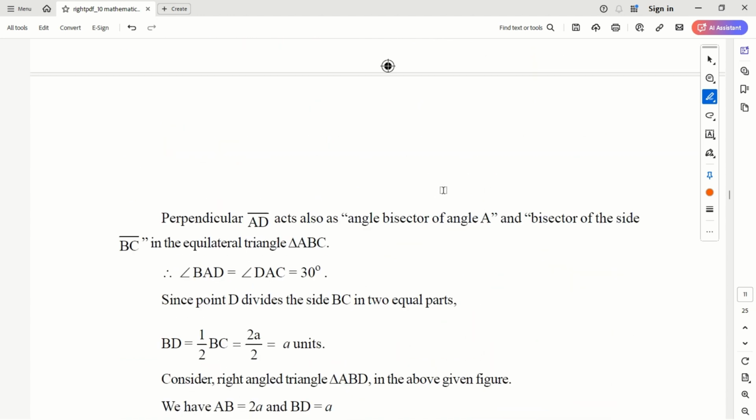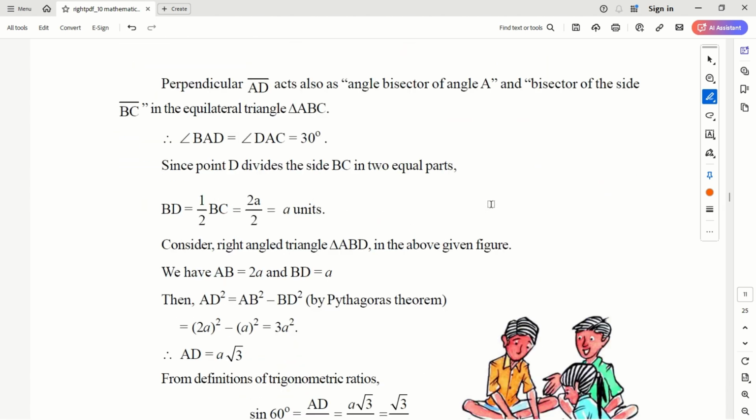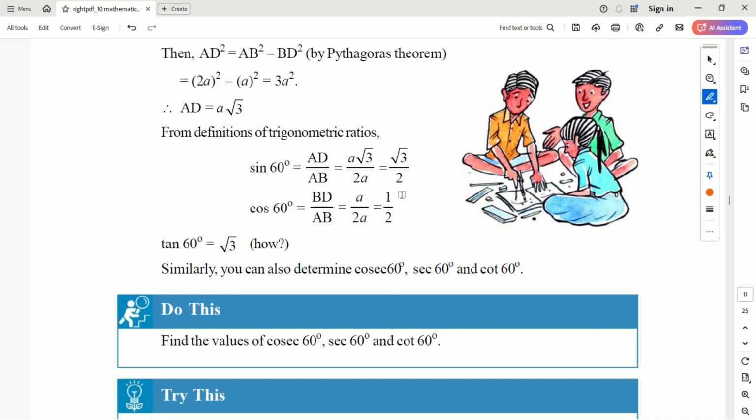Sine 60, opposite over hypotenuse, is square root of 3 by 2. Cos 60 is 1 by 2. And tan 60 is root 3 by 1. Similarly for 30: sine 30 is 1 by 2, cos 30 is root 3 by 2, and tan 30 is 1 by root 3. So now you have trigonometric ratios for 30 degrees and 60 degrees, along with 45, which we have done already. For cosec, sec, and cot, obviously they are all inverses, right?